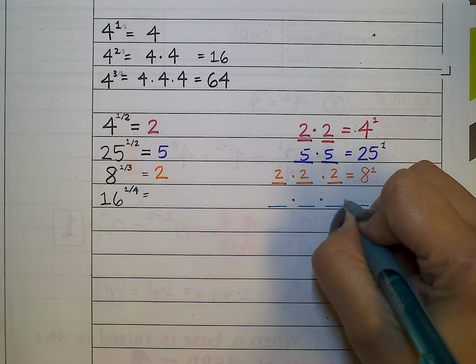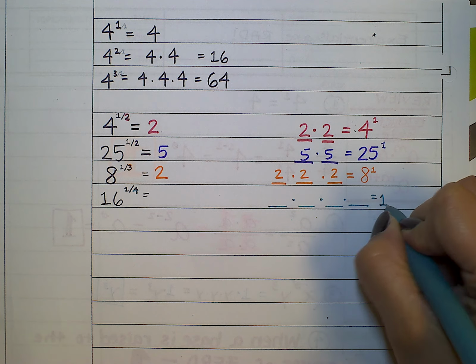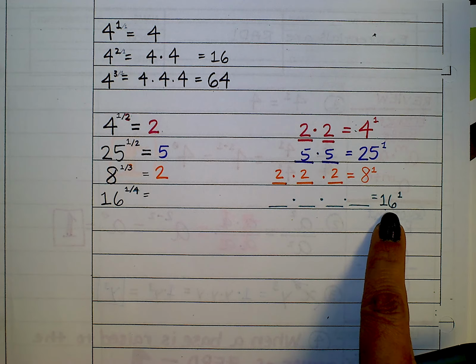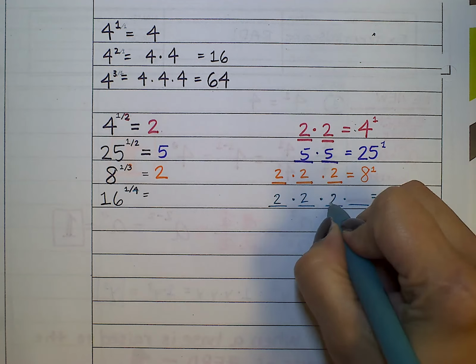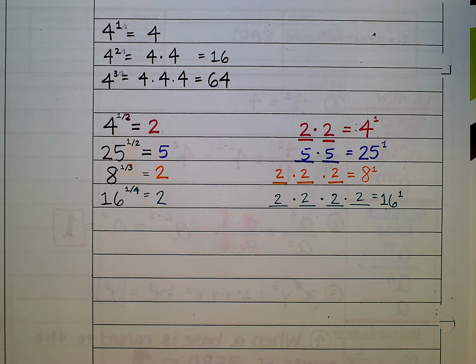should be equivalent to 16, again, to the power of 1. Well, I know 4 times 4 is 16, so wouldn't that be 2 times 2 is 4? And then, so there we go. We have another 2. Okay.